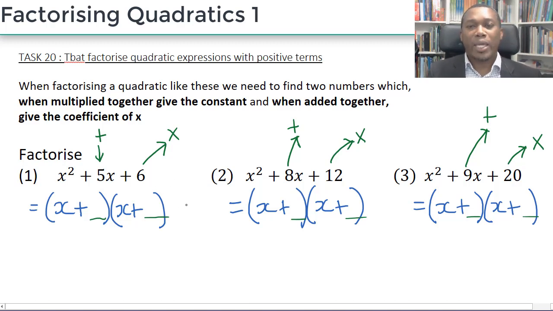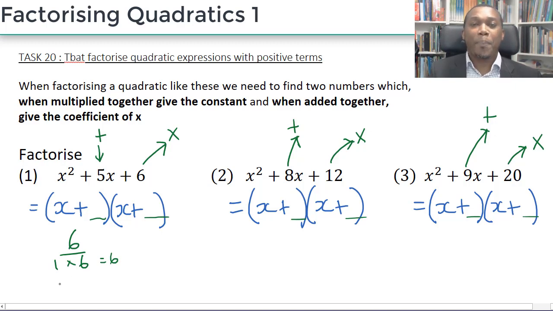Well, the best way, what I recommend, is to focus on writing your factors of 6. That's why I put multiply together to give the constant first. So think, what are the factor pairs? Think in pairs. What two numbers, combinations of numbers, can I multiply to get 6? And then see which pair you can use to add together to get 5. So 1 times 6 would give 6. 1 times 6, that's a factor pair. But if I add 1 and 6, I'll get 7. I want 5.